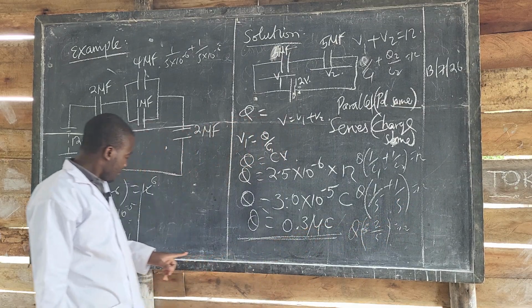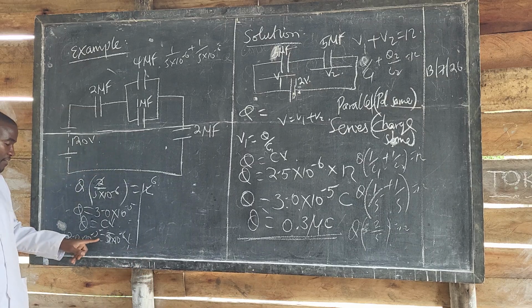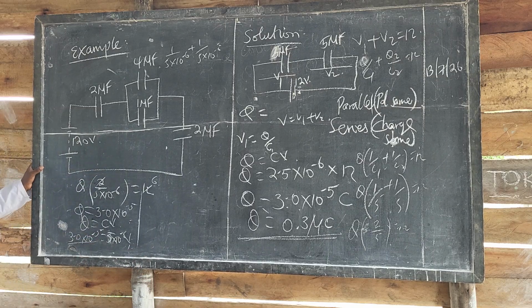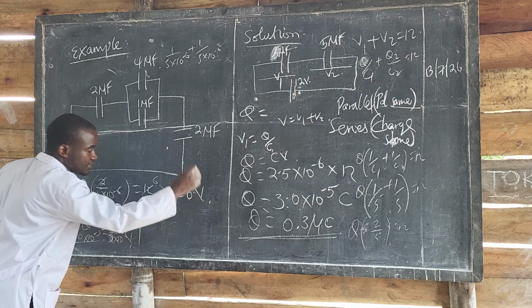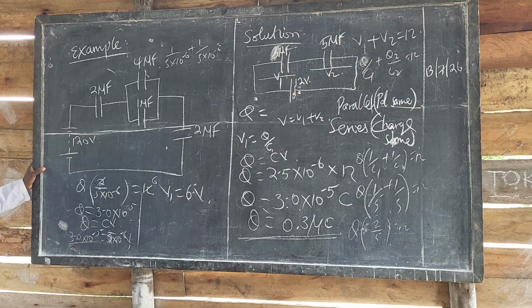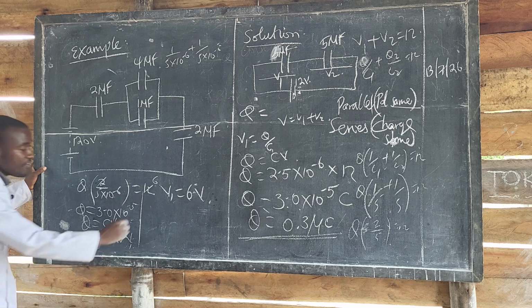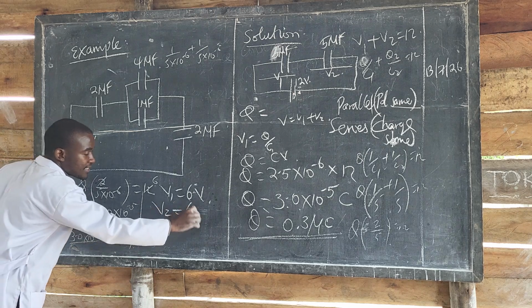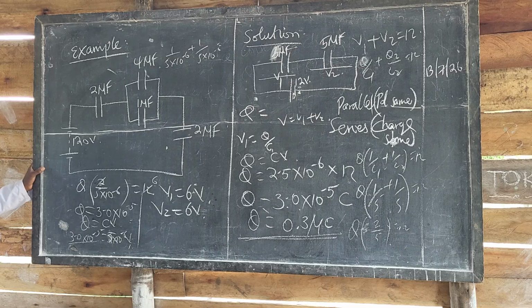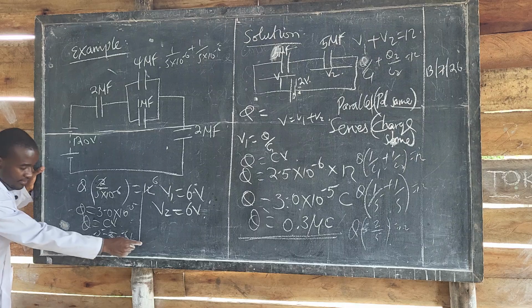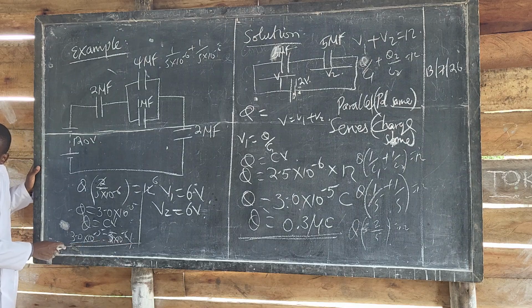What do you get here? 3 exponent negative 5 divided by 5 exponent negative 6. You get 6. So V1 is 6 volts, right? Which means even V2 is going to be 6 volts. You agree?